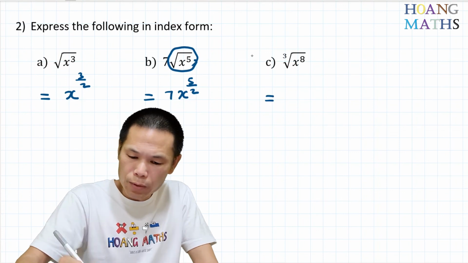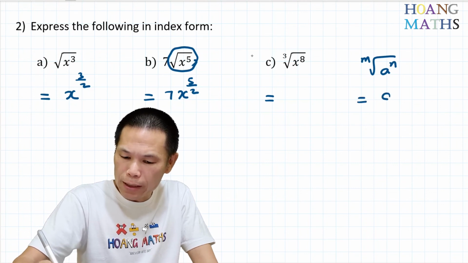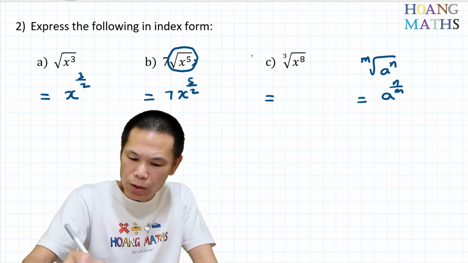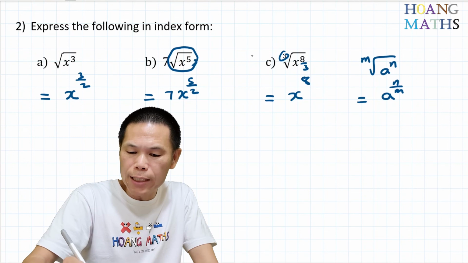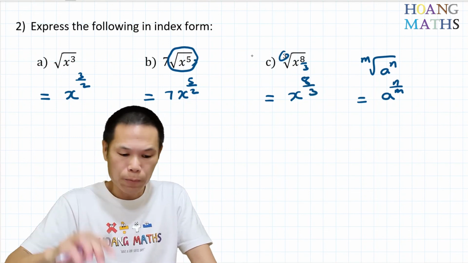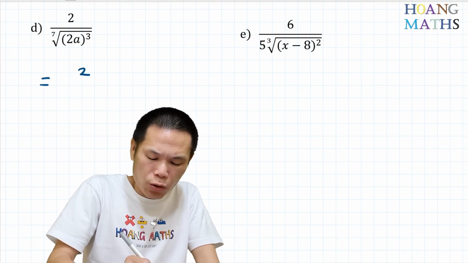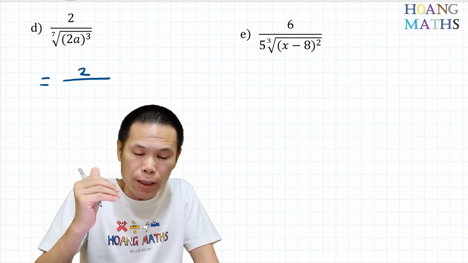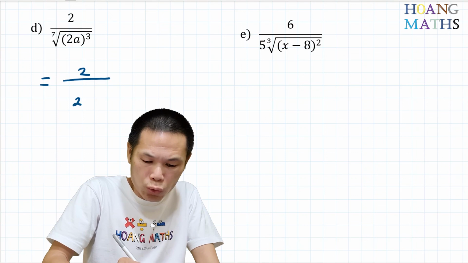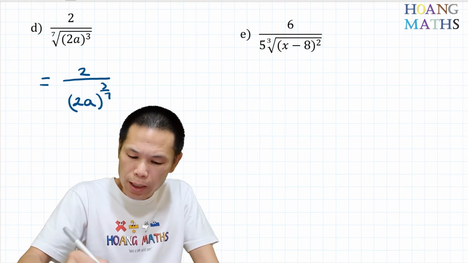So part C, again, don't forget the rule. We have m root of i power of n, so the m goes underneath the n, so i to the n over m. Therefore this 3 is underneath the 8. So this will give me x to the power of 8 over 3. So there you go. Part D. That will give me 2, which is the normal 2, we just write it out, and 7 root of that, so that means 3 over 7. In other words, we have 2i to the 3 over 7. So there you go.